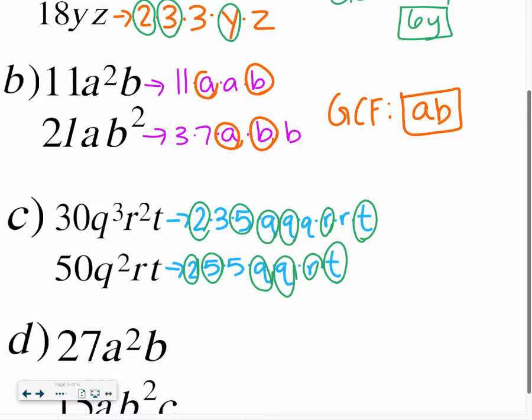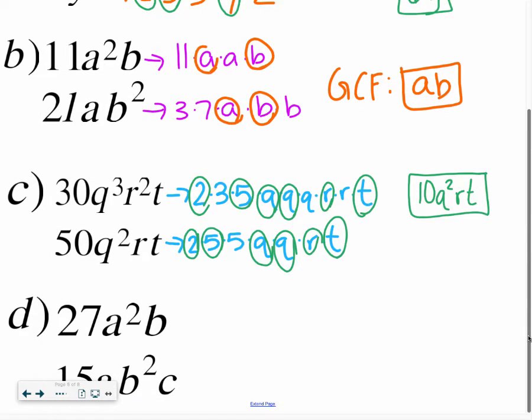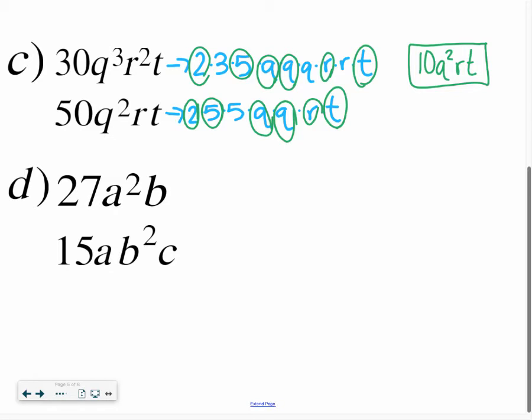So I have 2 times 5 is 10, q, and I have 2 q's, so I'm going to say q squared, r, because there's only one r, and then t. And that is my greatest common factor. Let's look at the last one before we move on.